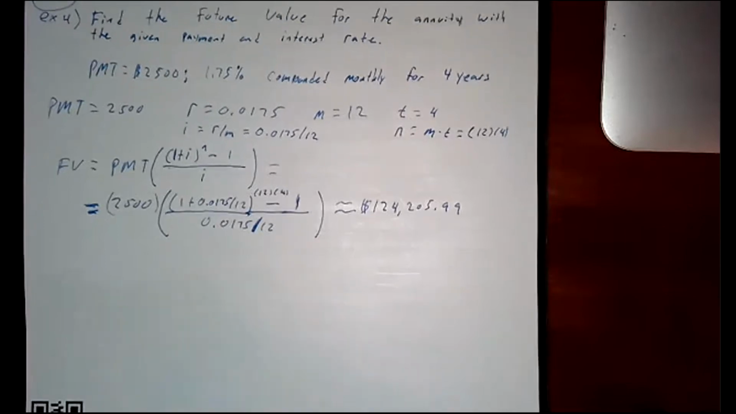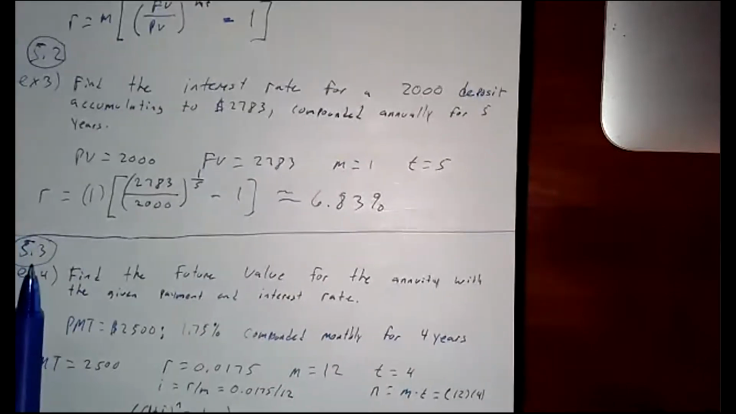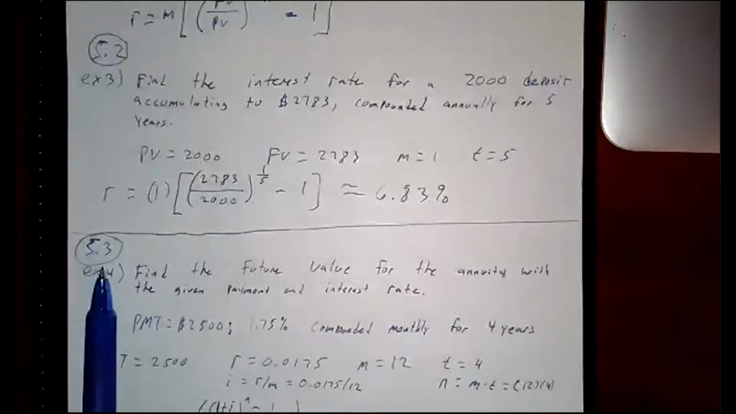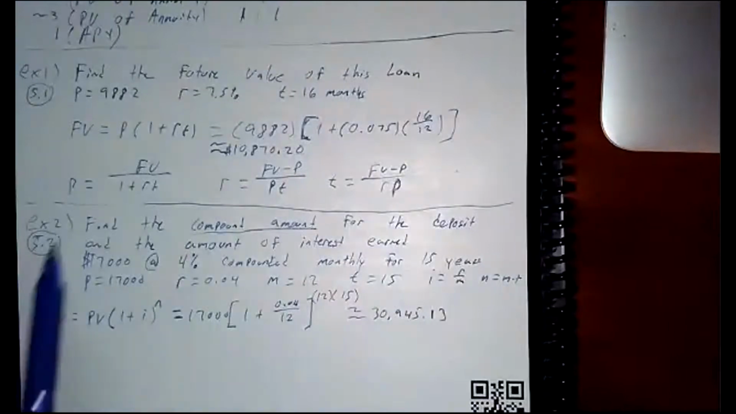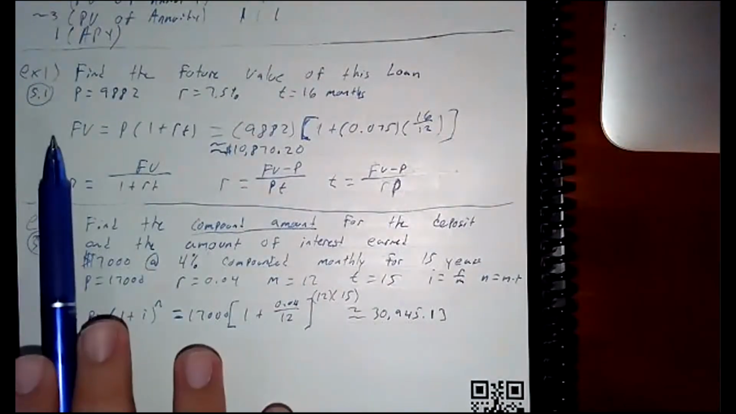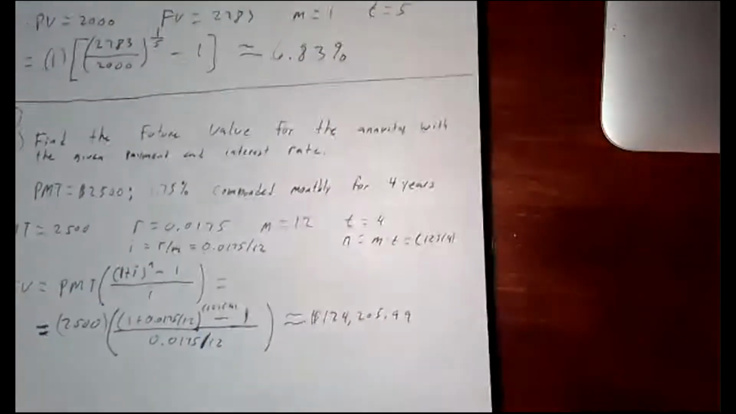I went ahead and marked each question where they came from. So this is still 5-3, the last one was 5-2. Number 2 is 5-2, and number 1 is 5-1. For 5-2, we're doing the second one.